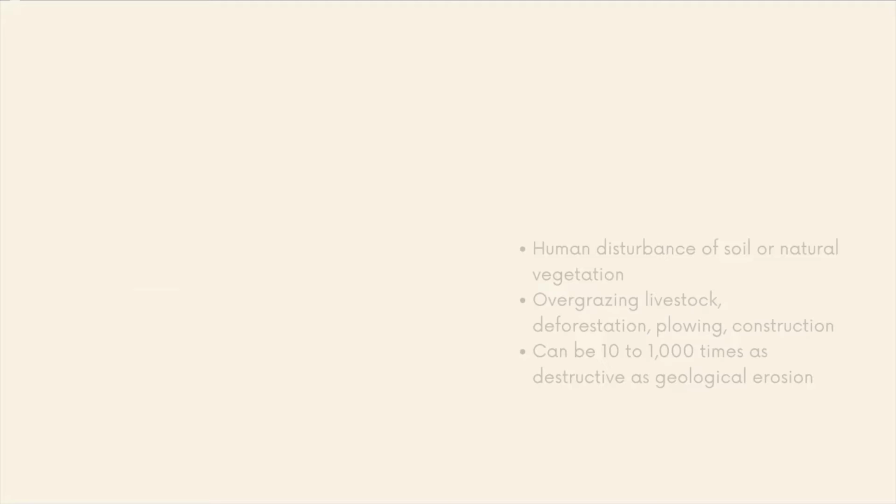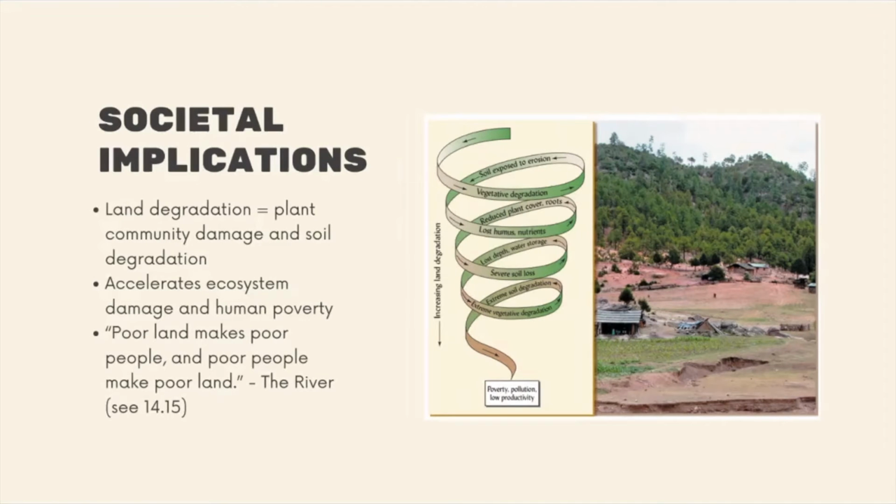And so you might be asking why all of this is important, and it's because land degradation means that there's going to be plant community damage and soil degradation. This accelerates ecosystem damage and human poverty. People who rely on the land for a source of income can struggle as the land degrades. There was actually a really good quote at the end of the chapter that says, "Poor land makes poor people, and poor people make poor land."